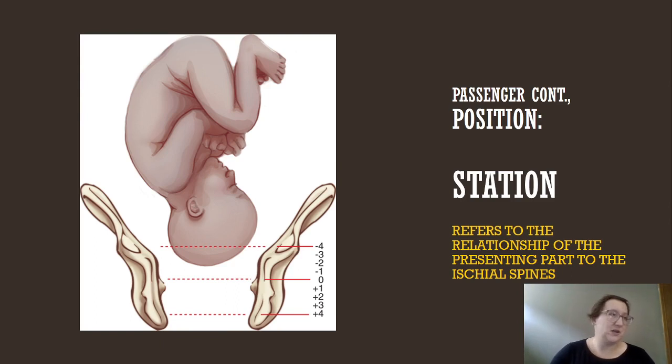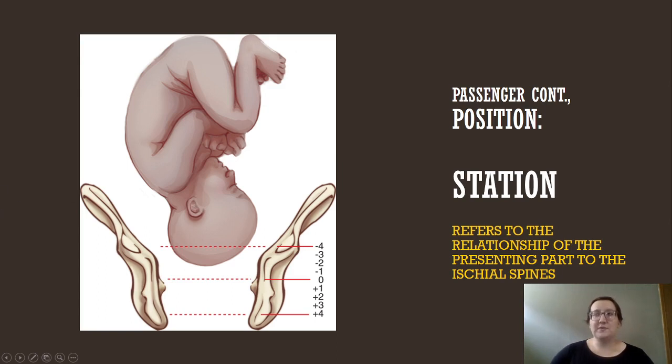Station is going to be a huge concept for you to understand. Expect multiple test questions and NCLEX test questions about station. So station is talking about the relationship of the presenting part to the level of the mother's ischial spines. Where are her ischial spines? Okay, there's going to be this third bump here, right at this 0. We've got wide spots here for baby to float around in, but once baby hits the ischial spines, baby is fully what we call engaged.